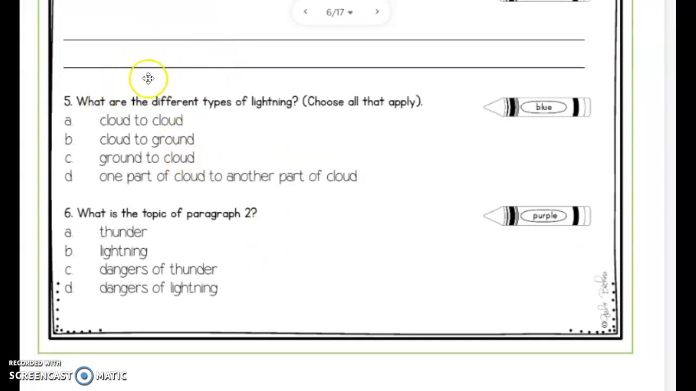What are the different types of lightning? Find your evidence. Choose all that apply.